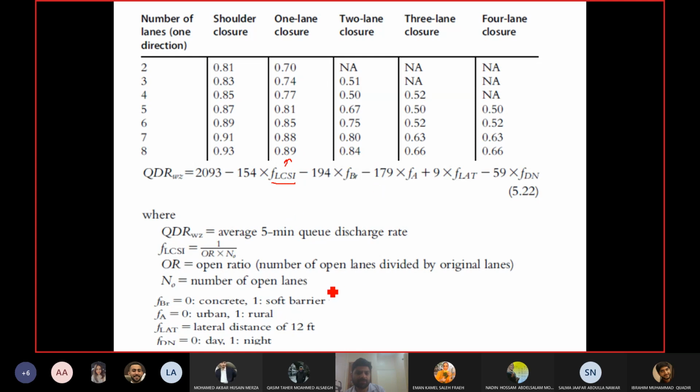For the other factors, the values are given from here. FBR: if you have a concrete barrier for the work zone, then the factor will be 0. For any other barrier, the factor is 1. FA: urban area 0, rural area 1. Lateral clearance: if it is 12 feet, then the factor will be 1. Otherwise, whatever the lateral clearance is, you put it over here. Day and night: for day it is 0, for night it is 1.